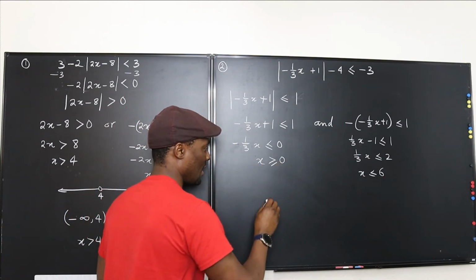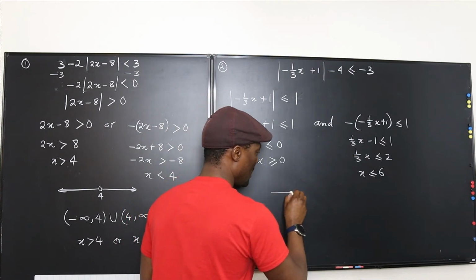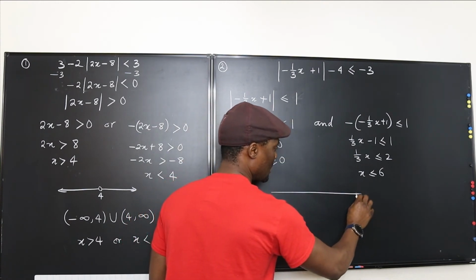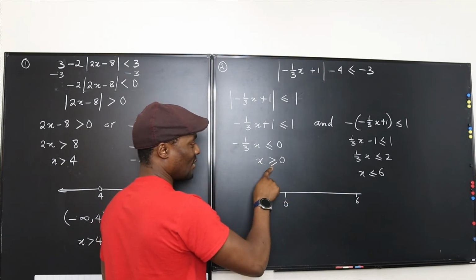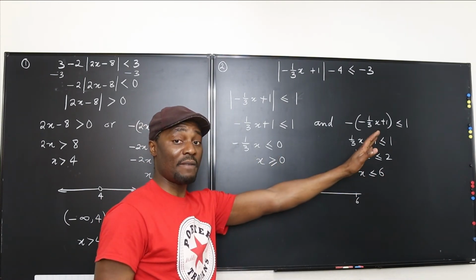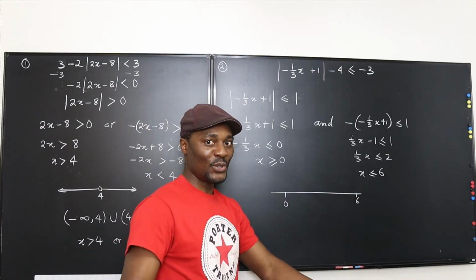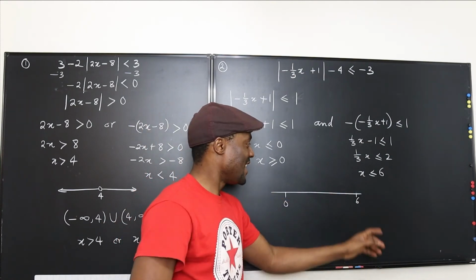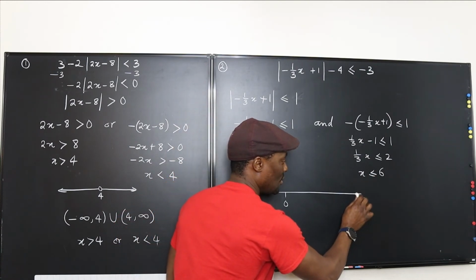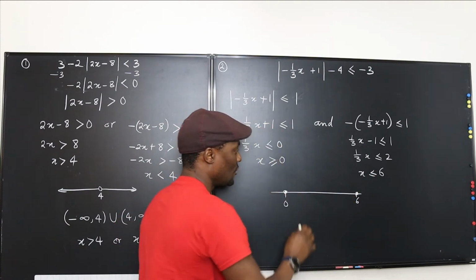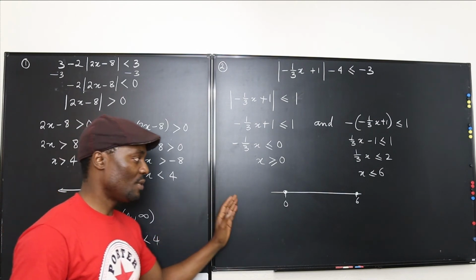Let's see how that looks on the number line. So on the number line, it's going to be like this. This is the 6. This is the 0. This one says x is greater than 0, so x is going forever to the right. Remember I told you there's going to be an intersection. Now in this case, x is less than or equal to 6, so it's going to be shaded solid. So this region will satisfy it, this region will satisfy it.